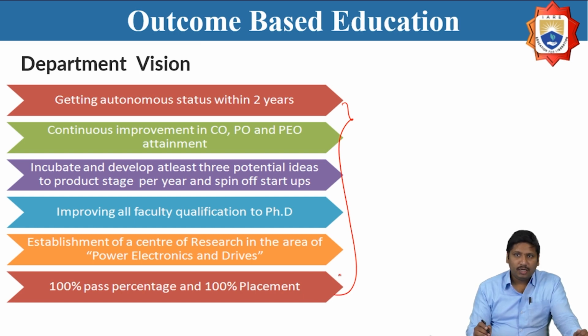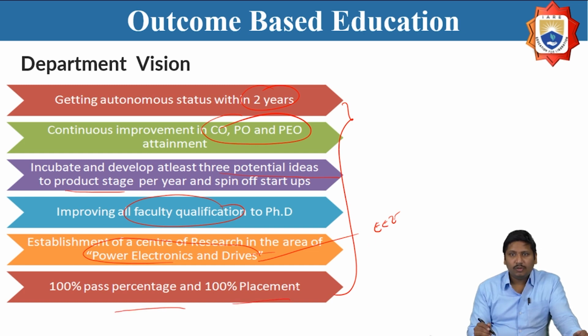So normally any department is going to have these kinds of vision statements. That means getting autonomous status in every 2 years, continuous improvement in COs and POs attainment, and then they should also establish 3 potential ideas, and improve the faculty qualification, and the establishment of research in the area of, for EEE, power electronics and drives, and how much pass percentage and how much placement.